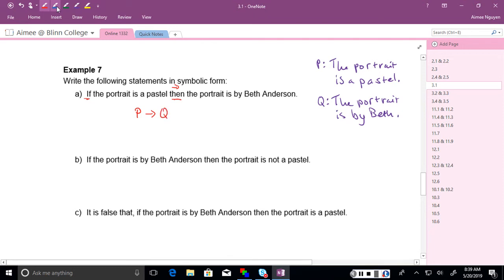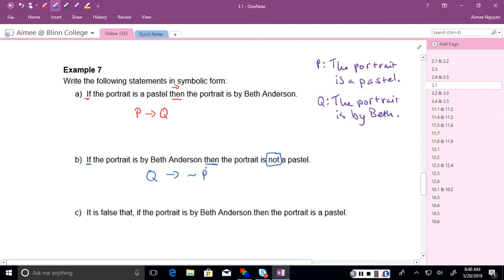In part B, it's still an if then, so we still have the if and the then. This time it says if the portrait is by Beth, then the portrait is not a pastel. So now we have a negation as well. So order is important. So first we want to start with the portrait being by Beth, and so we're going to start with a Q this time. And then we're going to go to the not being a pastel. So we need the tilde, and then pastel is P.